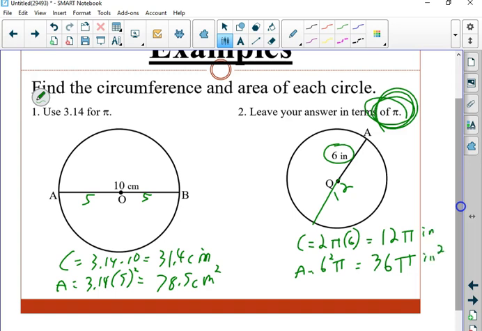The circumference is just measuring the distance around the circle. It's like measuring your height. It's one measurement, one dimension.